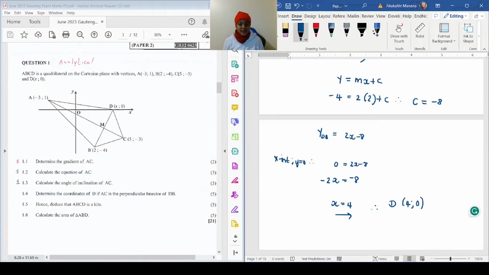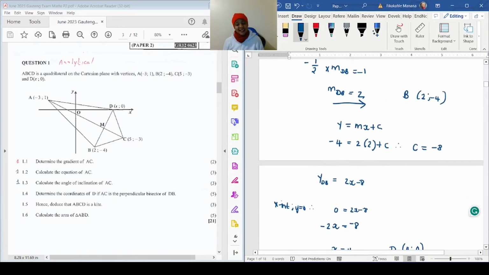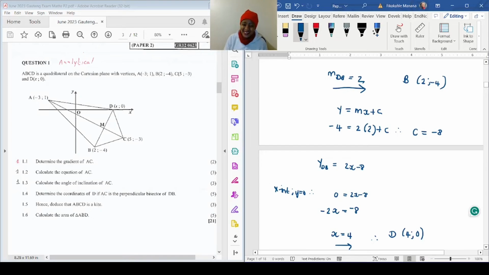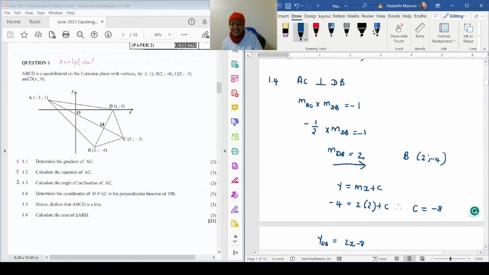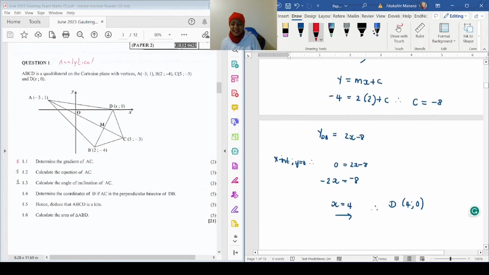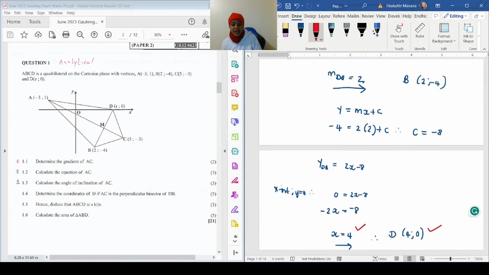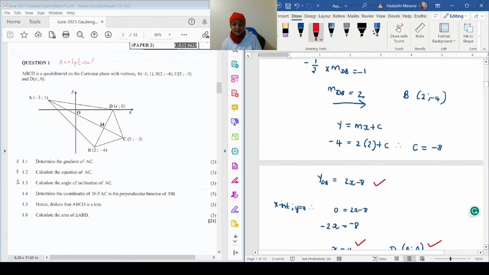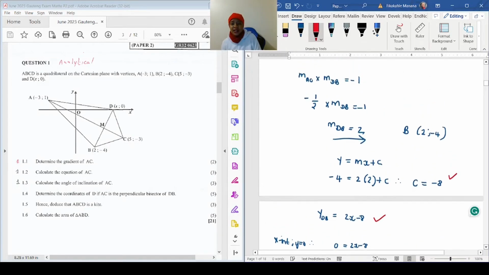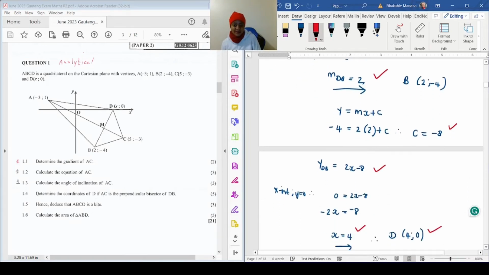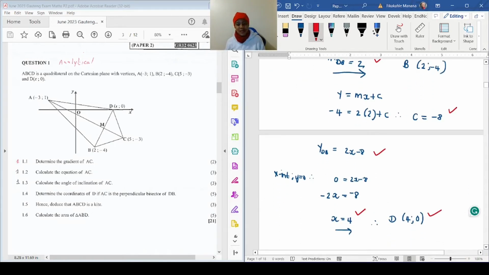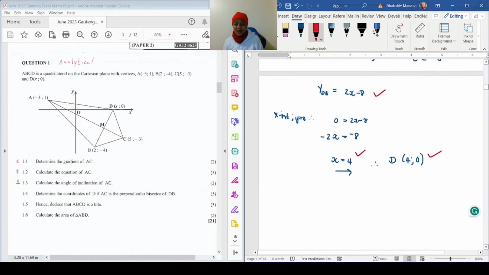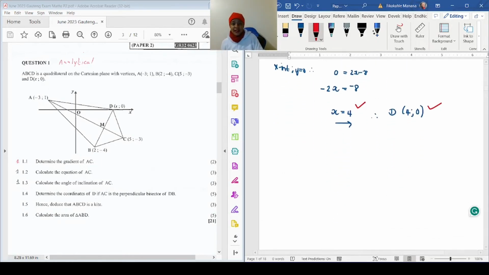Okay, so that is 5 marks. Where would the marks be allocated? Well, it depends what you used. But obviously an answer for the coordinate, probably a right answer for getting the x coordinate, the right equation, getting the c value, getting the gradient. I think that's where your marks would actually come from. So basically D is 4 and 0. And now let's move on.